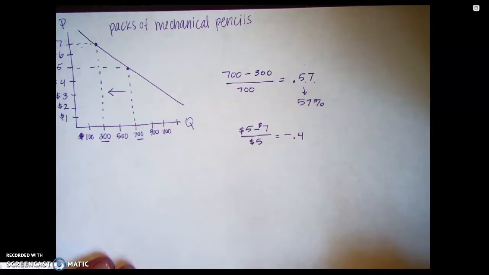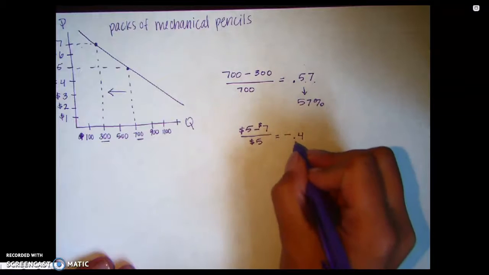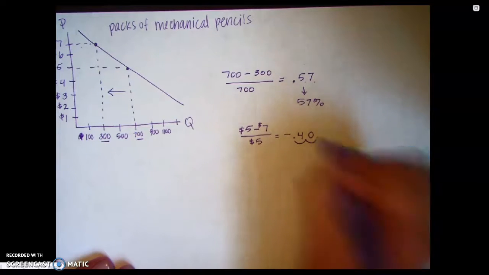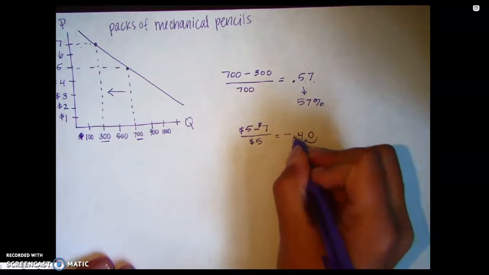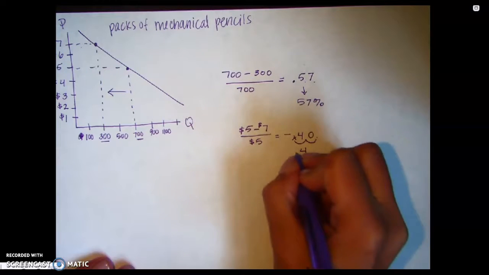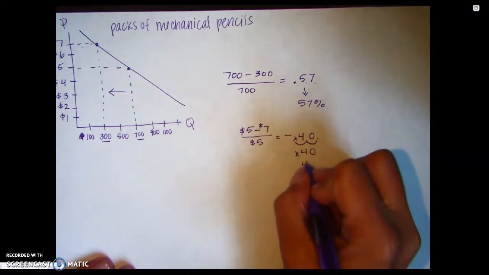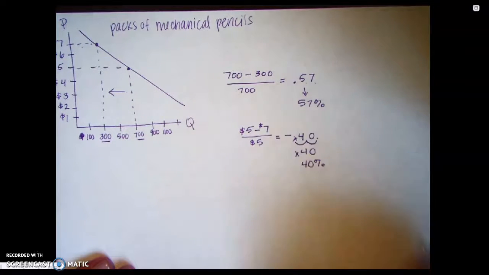And just like we did before, we have to convert this to a percentage. So the first thing I'm going to do is move my decimal over 2 places, place my decimal there now, which would now make this negative 40. But now I also have to eliminate the negative sign, and it just becomes 40%.